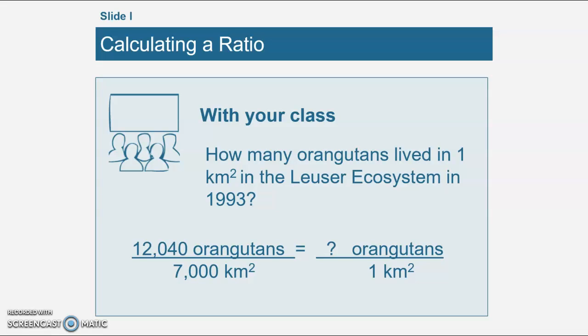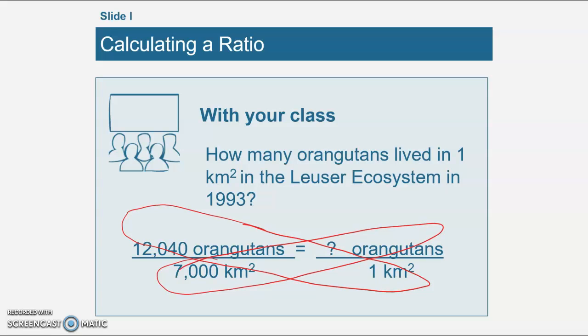This is from that first system that we were looking at, that first national park, from 1993. In 1993, there were 12,040 orangutans in the 700 square kilometers. I want to know how many orangutans were living in 1 square kilometer. I've got to solve for that question mark, right? So here's what we can do. We can do this awesome little butterfly method and do some cross multiplying, right? So we're going to end up with that 12,040 divided by 700, okay?